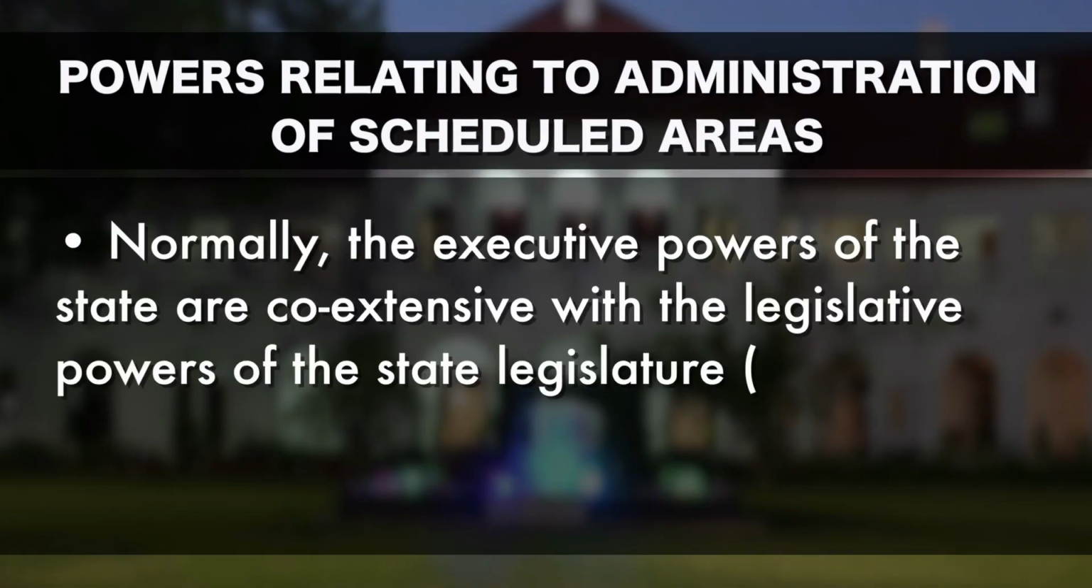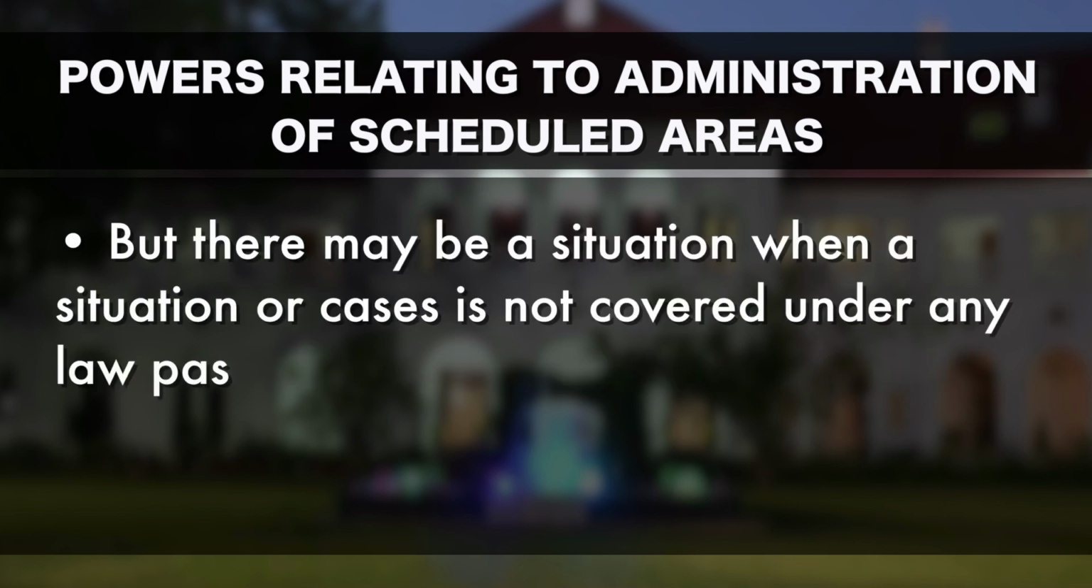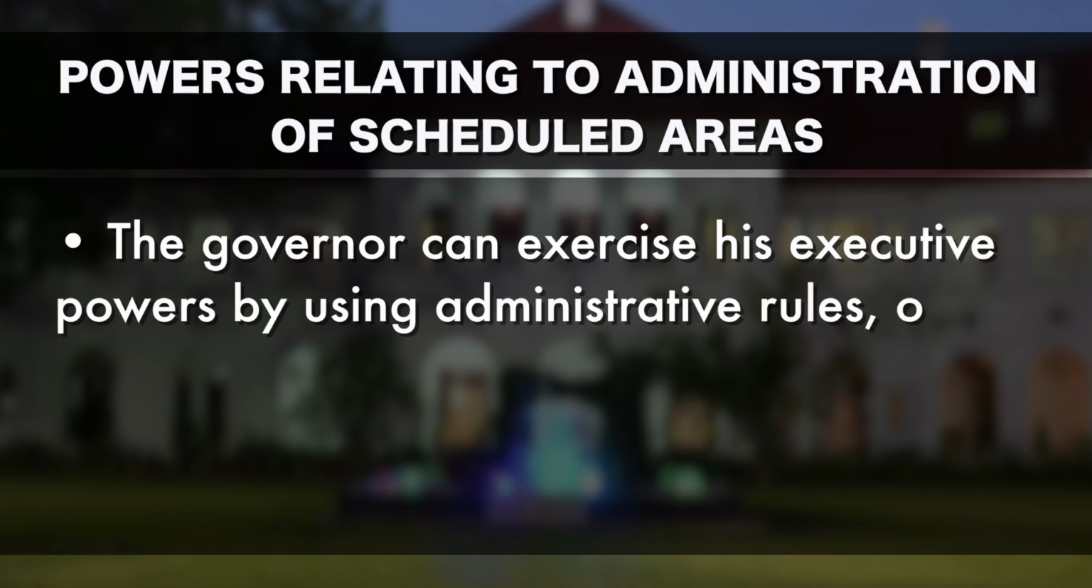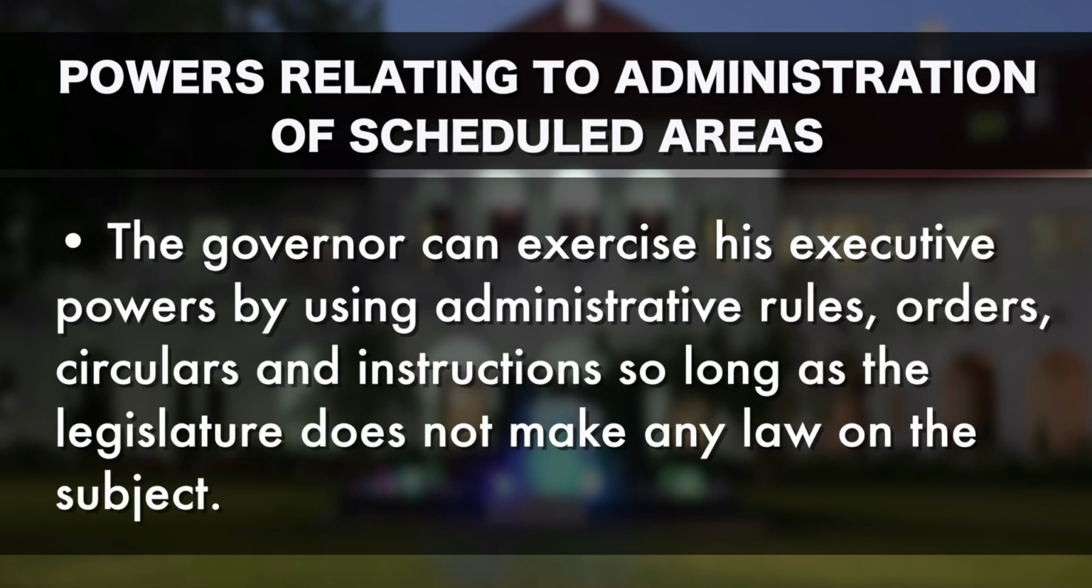Normally, the executive powers of the state are coextensive with the legislative powers of the state legislature. But there may be a situation when a case is not covered under any law passed by the state legislature. In that circumstance, the governor can exercise his executive powers by administrative rules, orders, circulars and instructions, so long as the legislature does not make any law on the subject.